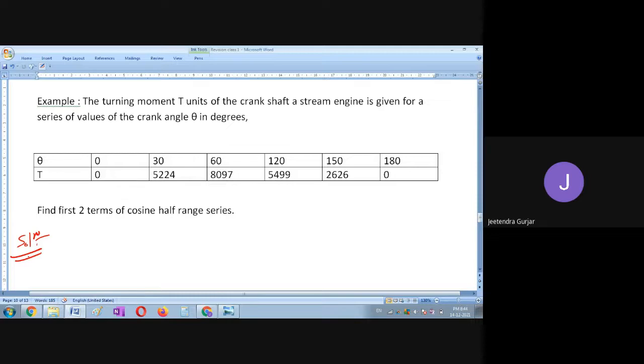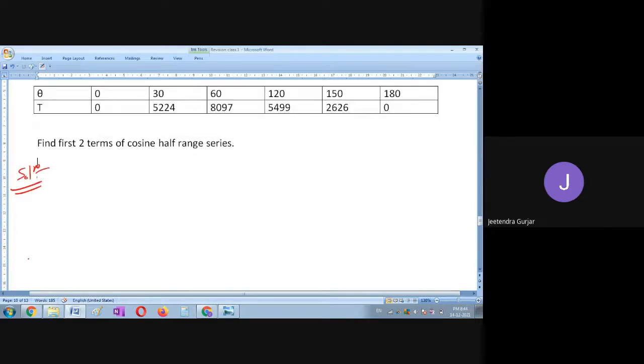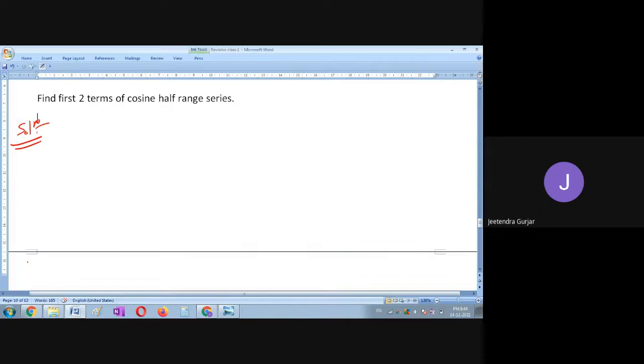You can see here two terms of cosine. Two terms of cosine means t a. You are going to find a1 and a2. That's it. That is the meaning. So you can see here, students, first you have to find out what all things you have to find out. Just remember the formula here. Formula is, so here theta they have given.